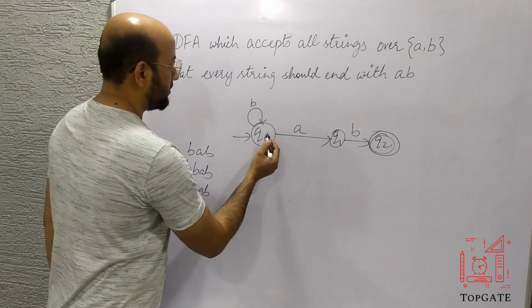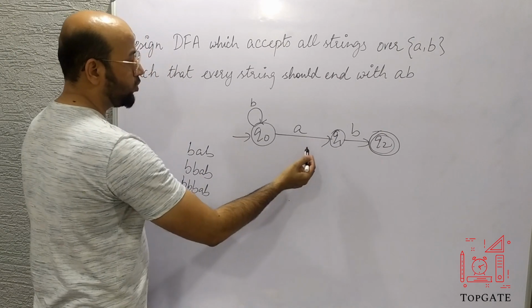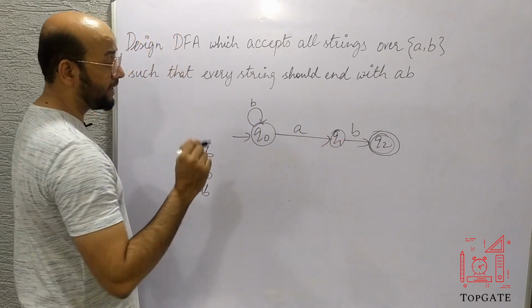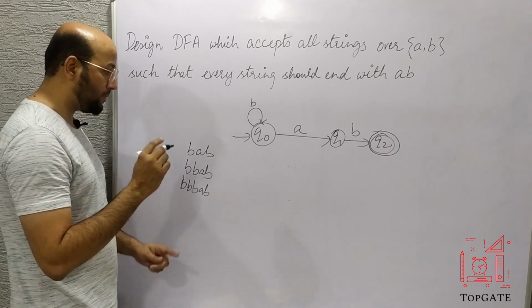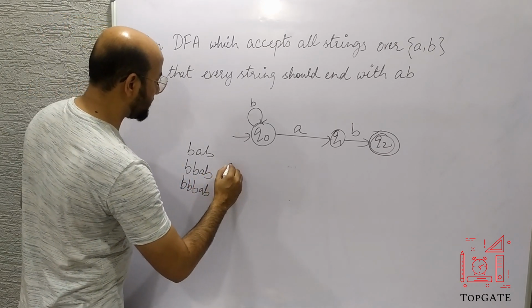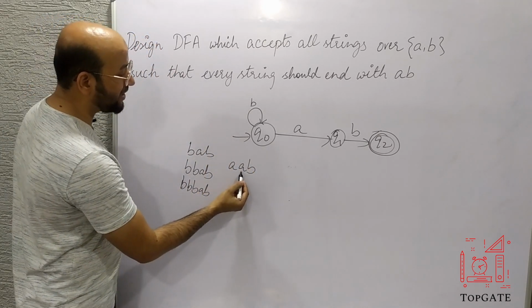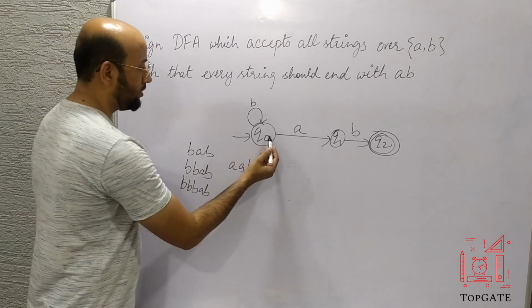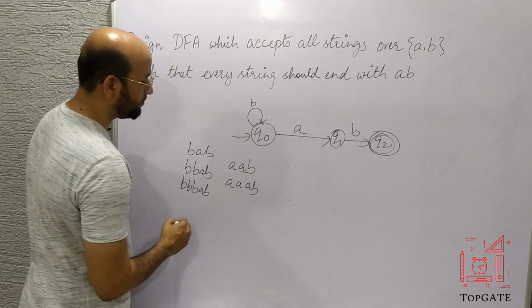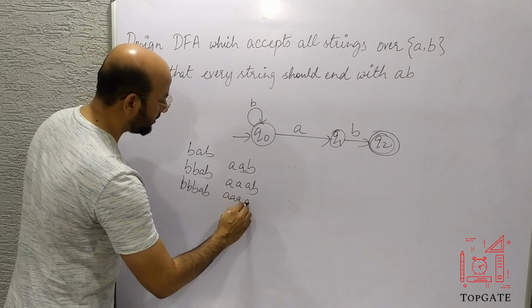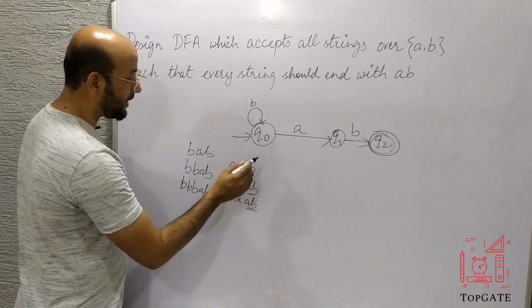Now this Q naught is complete. One path for B, one path for A. Come to Q1. Q1, one path for B is there, one path for A is left. It is saying the string should end with AB. So suppose I give you a string as A, B, or A, again AB, or triple A, AB. All these strings should be accepted. Why? Because we are getting AB in the end of the string.